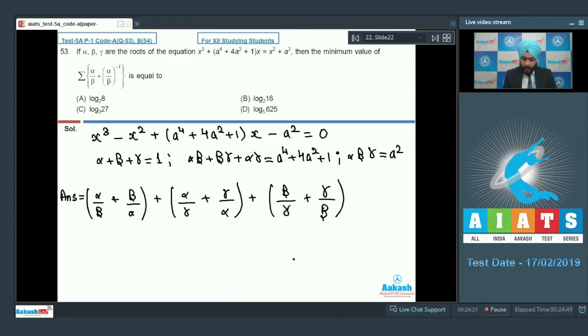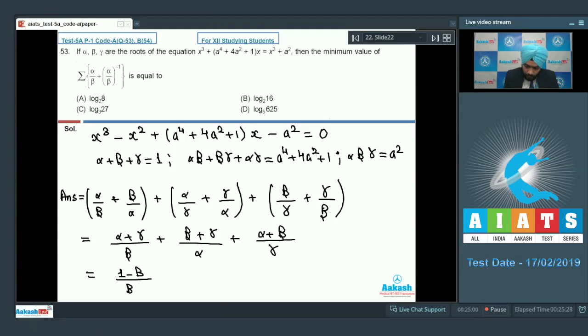So now let us smartly collect the terms. It is (alpha plus gamma) upon beta plus (beta plus gamma) upon alpha plus (alpha plus beta) upon gamma. Students, alpha plus beta plus gamma is 1. So this is (1 minus beta) upon beta. This is (1 minus alpha) upon alpha. This is (1 minus gamma) upon gamma. So this will give you 1 by alpha plus 1 by beta plus 1 by gamma minus 3.